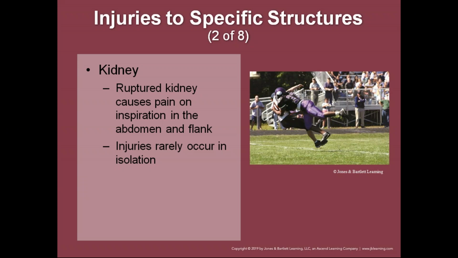Fractures on either side of the lower rib cage or of the lower thoracic and upper lumbar vertebrae can also cause a puncture or rupture of the kidney.